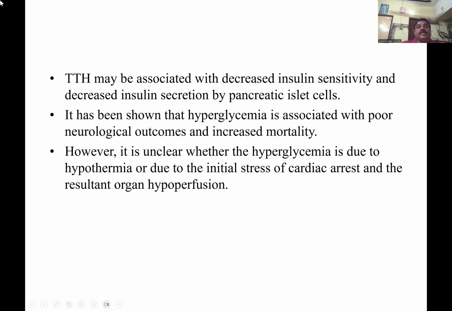TTM may be associated with a decrease in insulin sensitivity and decreased insulin secretion by the pancreatic islets. A decrease in insulin sensitivity and insulin leads to hyperglycemia. This hyperglycemia is also associated with poor neurological outcome, and it increases mortality also. However, it is unclear whether hyperglycemia is due to hypothermia or due to the initial stress of the cardiac arrest. Whatever the reason, hyperglycemia will occur, and it will cause a poor neurological outcome.